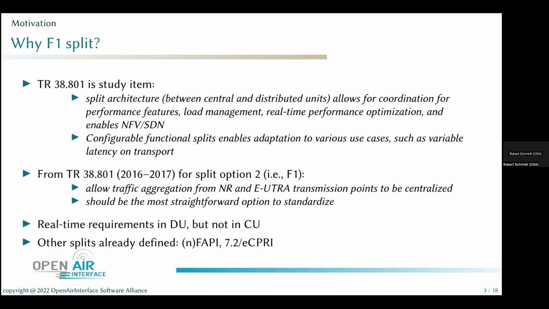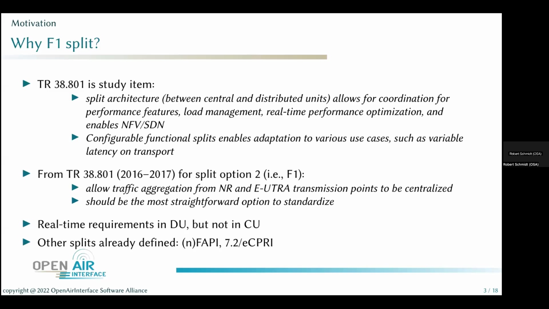Maybe let's also have a look at what 3GPP had to say about this. I dug a little bit, not too deep, and there's this technical report 38.801, which was a study item where they studied these various splits that we have just seen, and discussed what could be done. In particular, for split option 2 and F1, they said this would allow traffic aggregation from NR and E-UTRA transmission points. Okay, that maybe doesn't say that much.